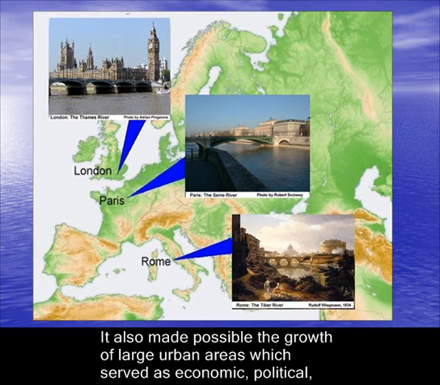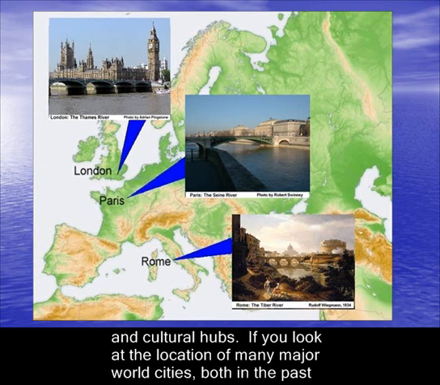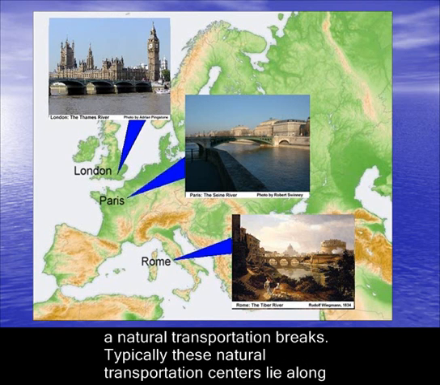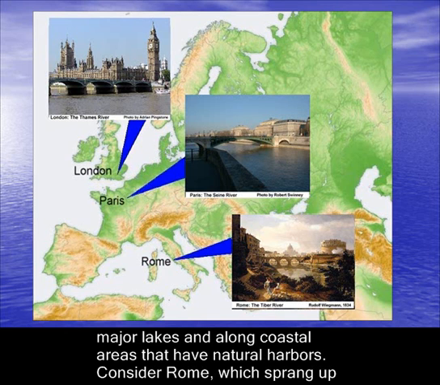It also made possible the growth of large urban areas, which served as economic, political, and cultural hubs. If you look at the location of many major world cities, both in the past and the present, you'll note that they most frequently occur at what geographers refer to as a natural transportation break. Typically, these natural transportation centers lie along major lakes and rivers and along coastal areas that have natural harbors.